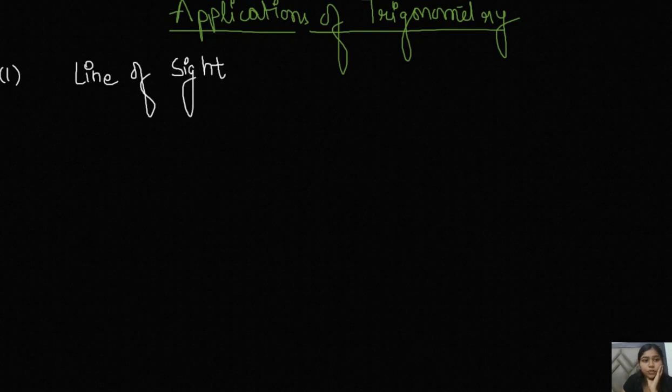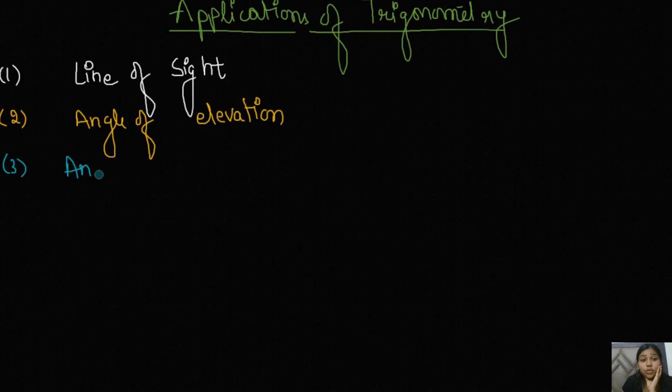So the first thing in this particular chapter is line of sight, that you should be aware of. The second thing you should be aware of is angle of elevation. In this chapter, sometimes the diagrams are given, but there are also times when the diagrams are not given. You have to draw them on your own depending upon the description given in the question. So you have to be clear with them also.